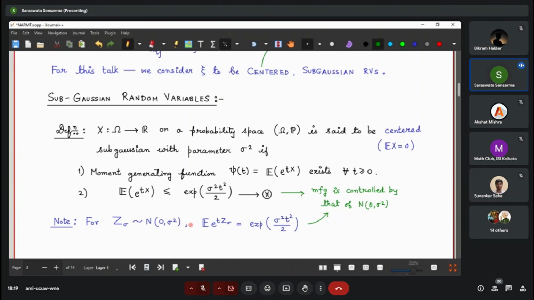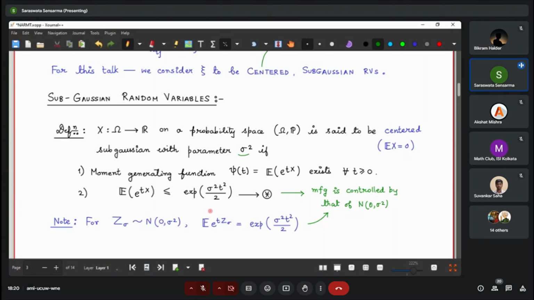So the first definition of the talk, mathematicians can't live without definitions and theorems and proofs. A random variable on some probability space is said to be centered sub-Gaussian, where centered is a separate thing, it just means the expectation is 0, with parameter sigma squared, if the moment generating function exists, that is, the expectation of e to the power tx, the exponential moments exist for all t, and it is bounded by this function, exponential of sigma squared t squared over 2.